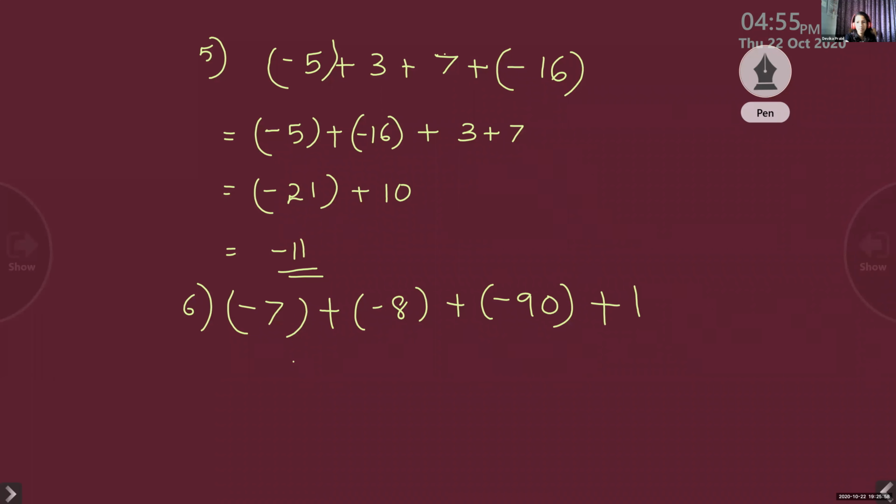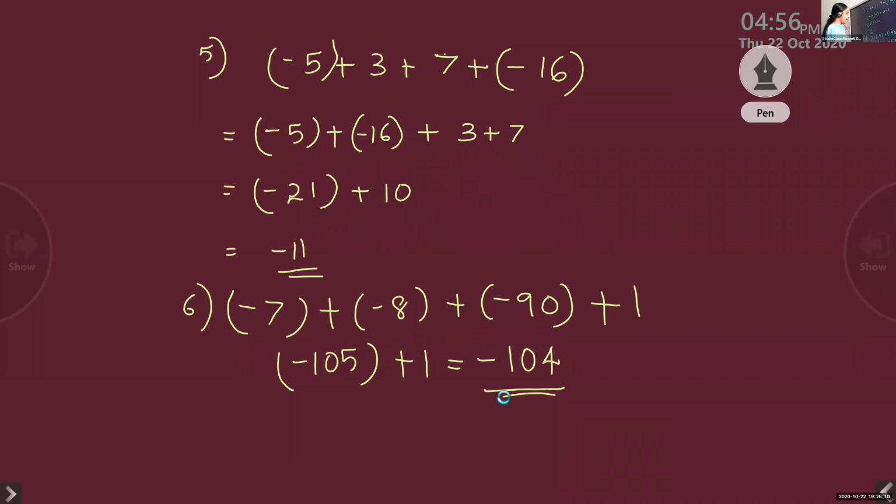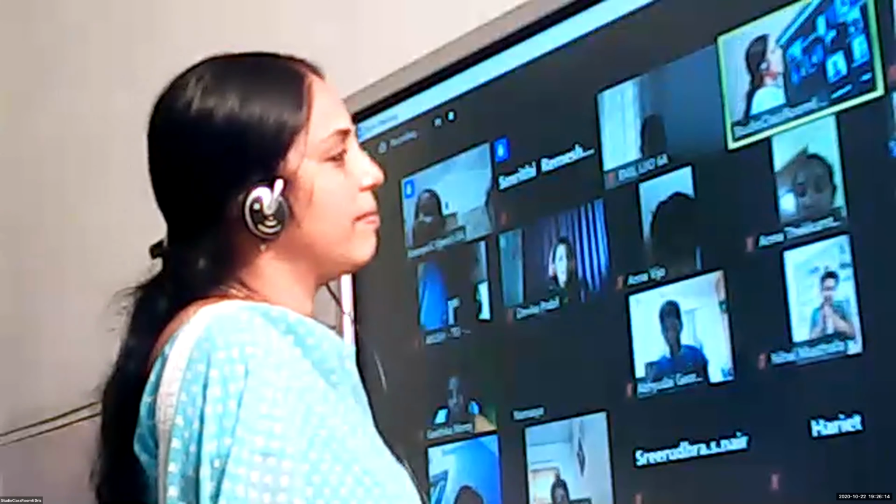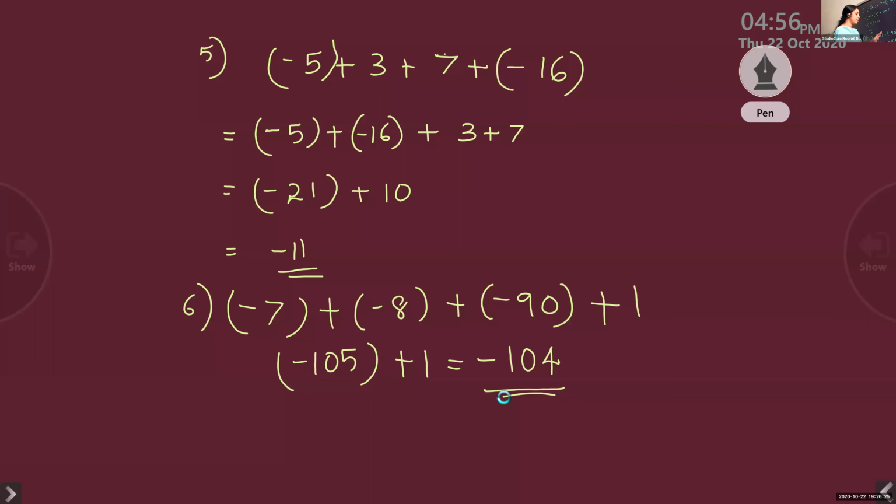-105 plus 1 is equal to -104. Somebody told 106. I heard 104. No, what is the answer, children? Negative 104, because one is negative and only one positive came here. Purposely I have given this because you should know how to do it.